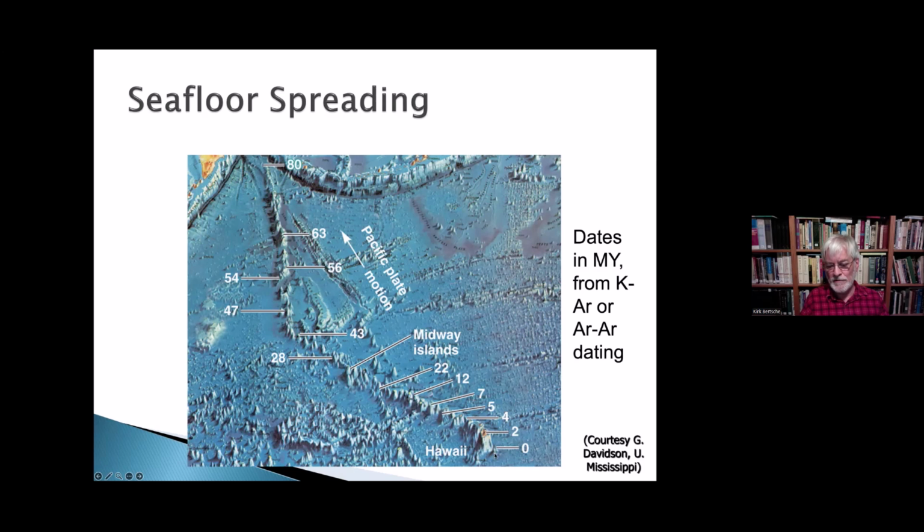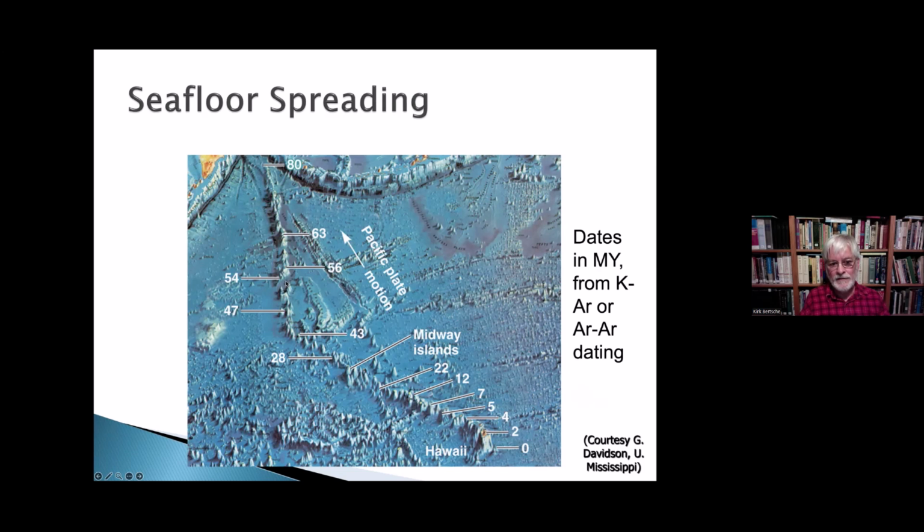On Hawaii here, the current spot where we get flows now is 0. And then 2 million years up at the tip. And then going along the chain all the way up to 80 million years with potassium-argon or argon-argon.